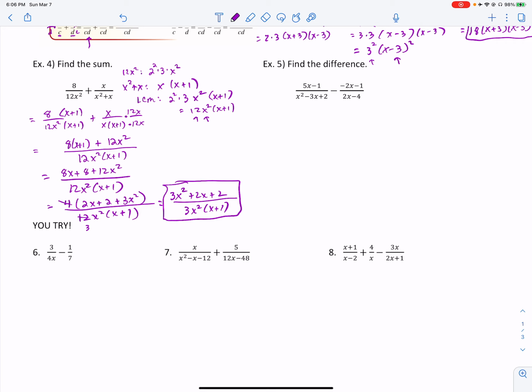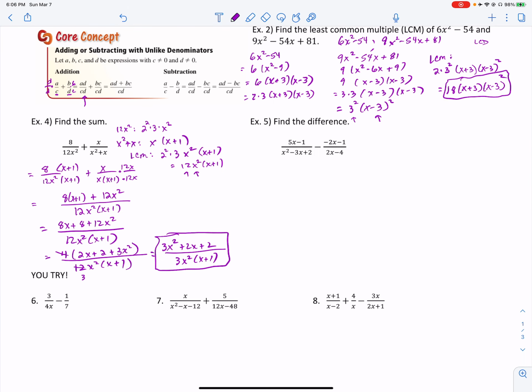All right, in example 5, we again need to find that least common multiple. So we have a least common denominator. And so we have this x squared minus 3x plus 2. And that factors x minus 2, x minus 1. And for the 2x minus 4, I can take out a 2 and I have an x minus 2.